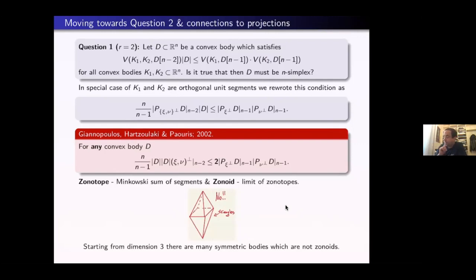Let me also make a remark that there are bodies which are not zonotopes. For example, the unit ball of L1, the so-called cross-polytope, is not a zonotope. You can see it here because it has triangles and it cannot be written as a sum. Okay, so this is a bit of the story.